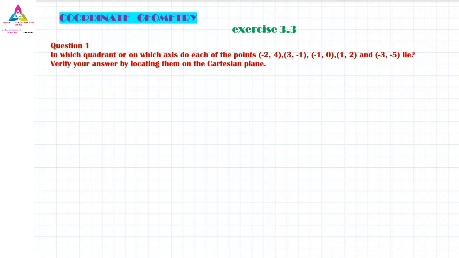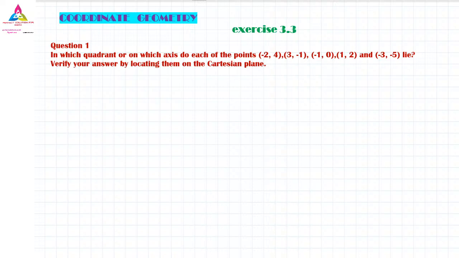Hi everyone. So the first question over here. Today we have question number 1: in which quadrant or on which axis does each of the points (-2, 4), (3, -1), (-1, 0), (1, 2) and (-3, -4, 5) lie? Verify your answer by locating them on the Cartesian plane.